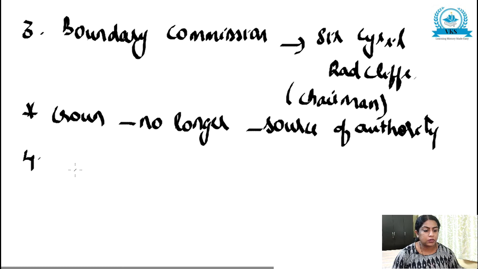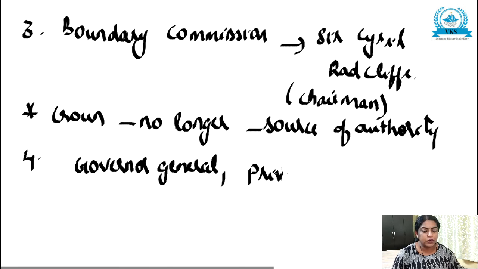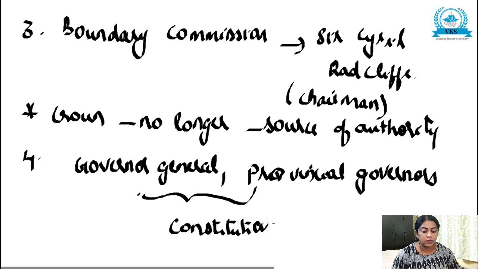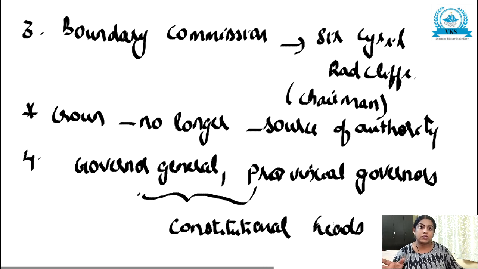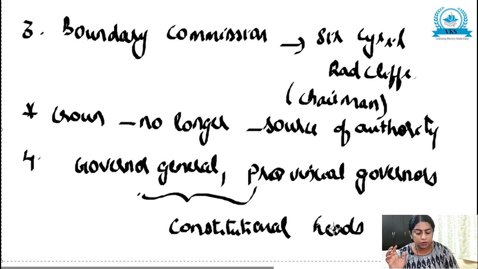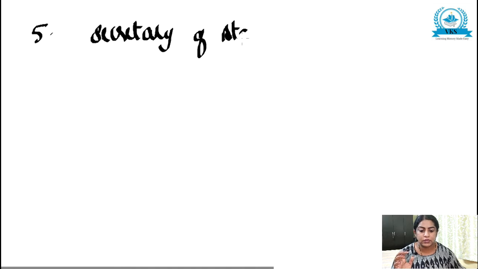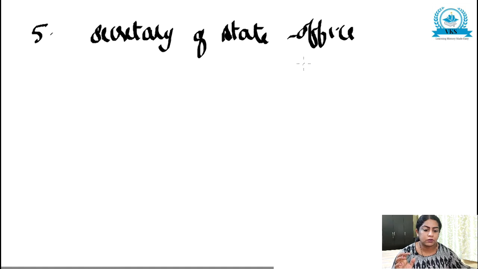Now the fourth provision: the Governor General as well as the provincial governors had to act as constitutional heads. That was the fourth provision of the Act of 1947. Now the fifth one: the office of Secretary of State was abolished.